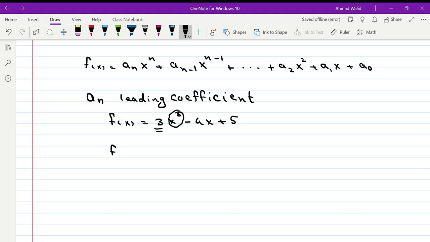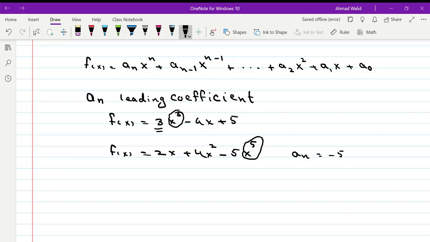Or if I have f of x equals 2x plus 4x squared minus 5x to the power of 5, where is the leading coefficient? You have to be careful. What is the highest exponent? The highest exponent is x to the power of 5. Then what is the leading coefficient? A sub n is here negative 5. Your leading coefficient is negative 5. Correct? That's the important part that I want to explain to you.